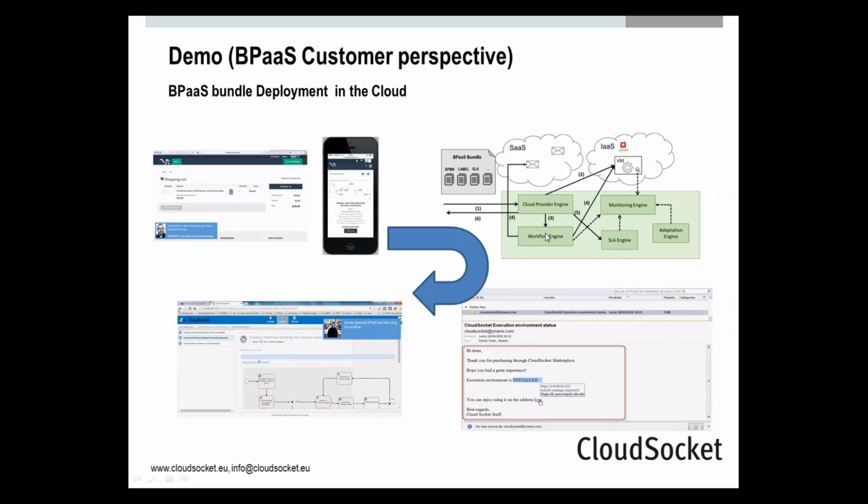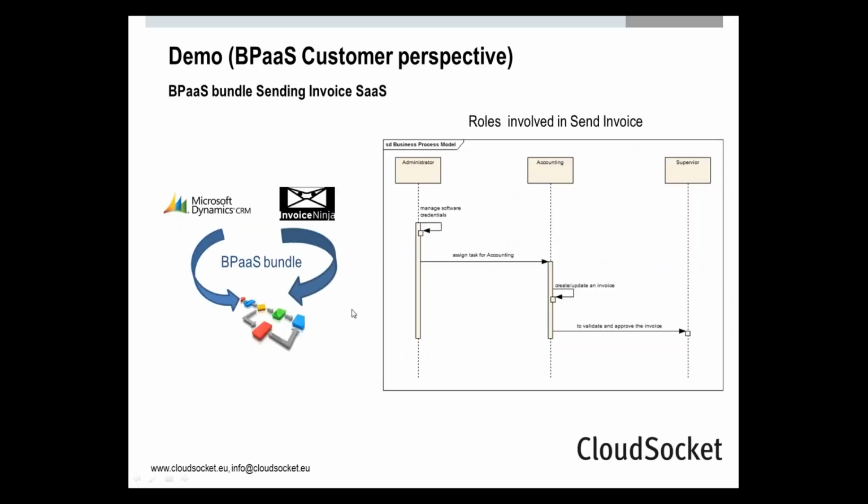What is important for the workflow engine? That at the end, the cloud provider engine needs to indicate to the workflow engine what is the real endpoint in order to be used in the execution of this BPaaS bundle. At the end of this, it is deployed and it is up and running to be used. So the user will receive an email saying that it is installed, and now they can use it. Click here in the link and they can use it.